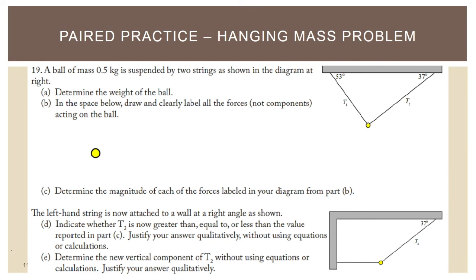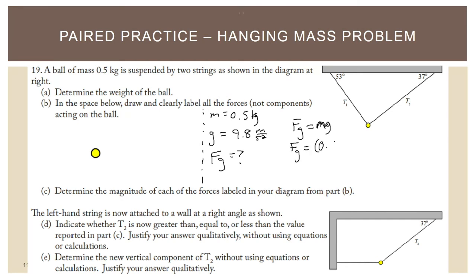Okay, so part A is asking you to determine the weight of the ball. This part's super easy, right? So we have the mass here is 1/2 kilogram, and we have our value for g, the acceleration due to gravity's magnitude, 9.8 meters per second squared, and we're looking for the weight Fg. So Fg is equal to mg, as we've previously reviewed, and so Fg is equal to 0.5 kilograms times 9.8 meters per second squared, and we get the weight of this object, 0.5 times 9.8, is 4.9 newtons.